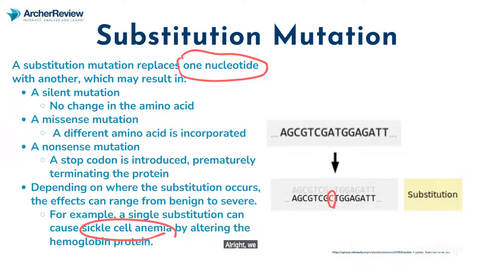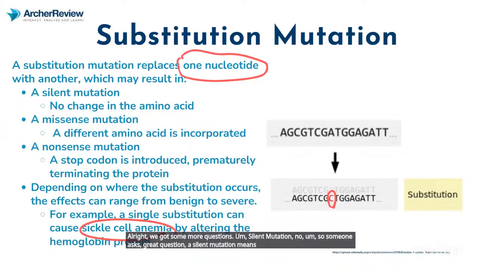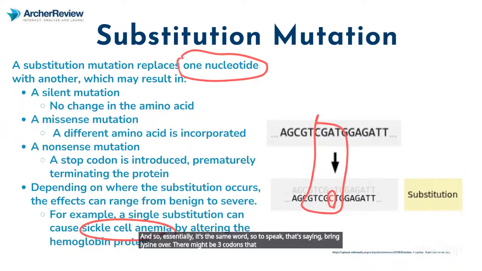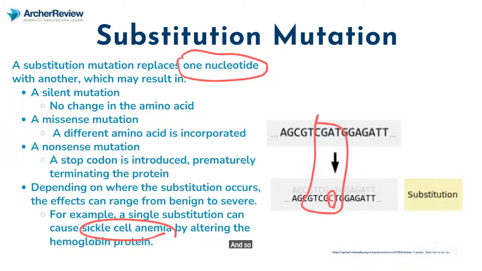All right, we got some more questions. Silent mutation. So someone asked, a great question. A silent mutation doesn't mean no change, so no mutation happened. No, a mutation happened, just like we see in our visual right here. But there are several different codons that code for the same amino acid. And so essentially, it's the same word, so to speak, that's saying bring lysine over. There might be 3 codons that call for lysine. And so it just so happened that even though that letter changed, it's still calling for lysine. And so it doesn't change the protein that's being built.